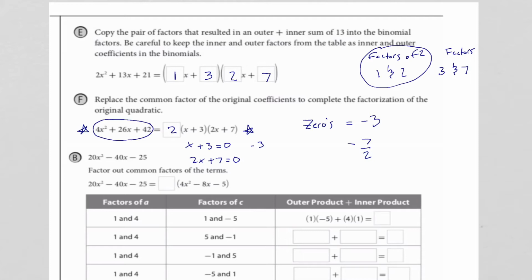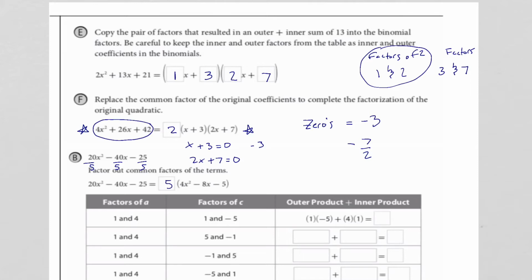Between the terms 20, 40, and 25, there's probably a number we can factor out. And the number that comes to mind that they all share in common would be a 5, right? If I divide everything here by 5, I can simply pull it out and put the rest of it in parentheses. The reason I do this is it makes factoring the rest of it much easier with a lot smaller numbers.